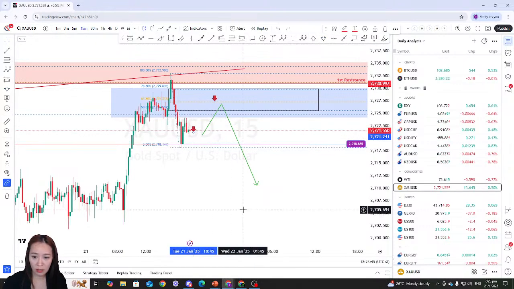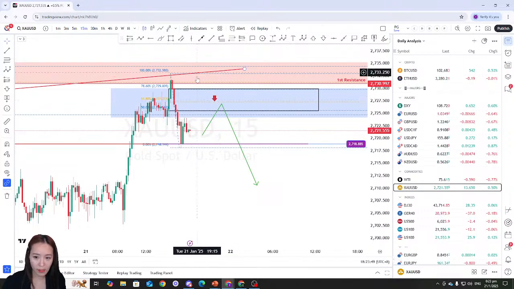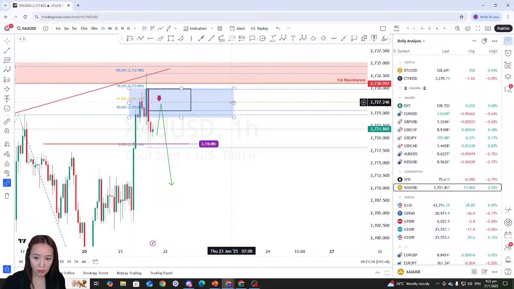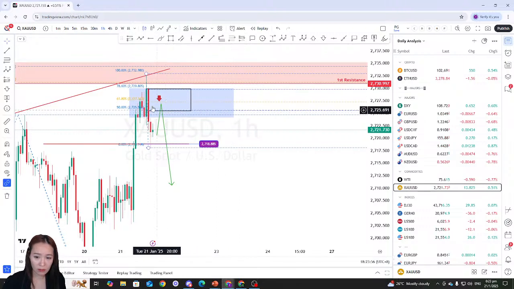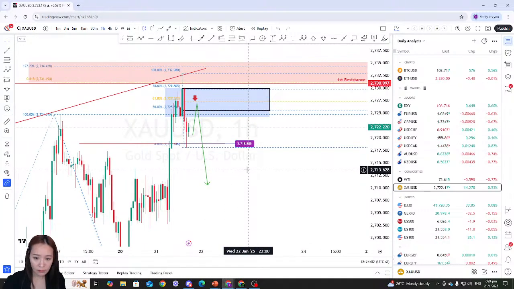Okay, you don't care, you sell now, and after that price will pull back here. Why? Because there is a bearish order block right here, so you just wait. Okay, anyway, with the engulfing candle, when price pulls back here, you may consider to sell.